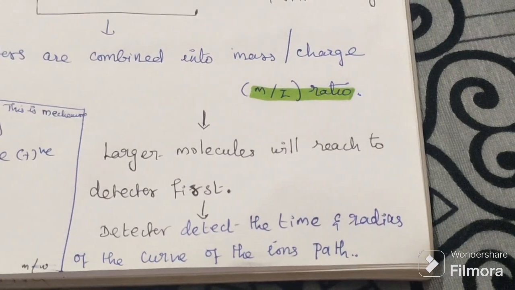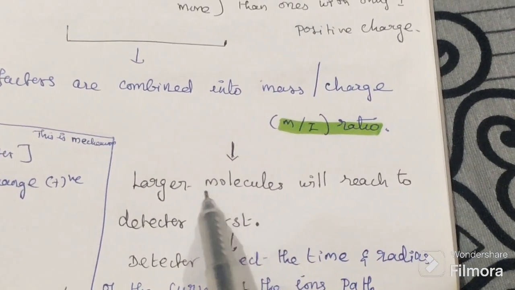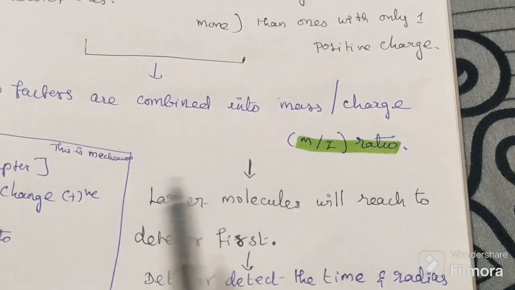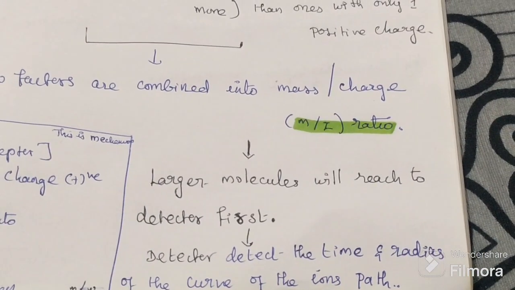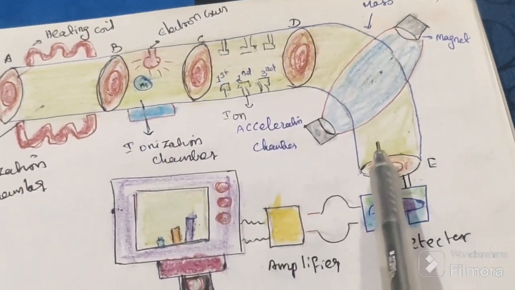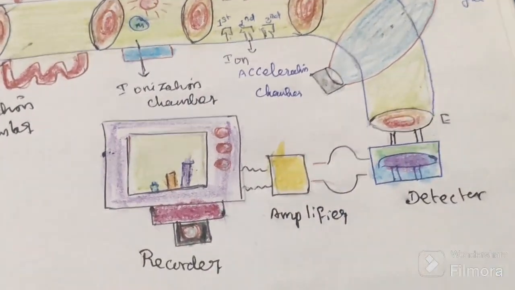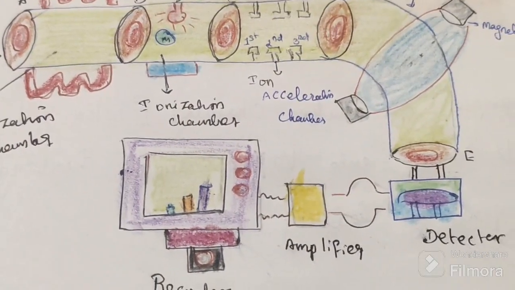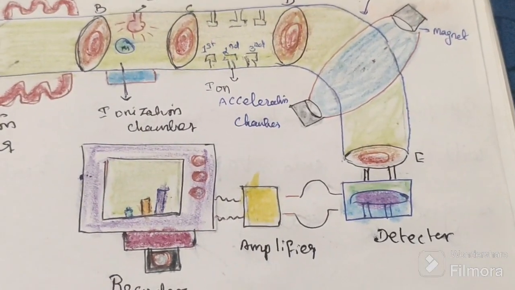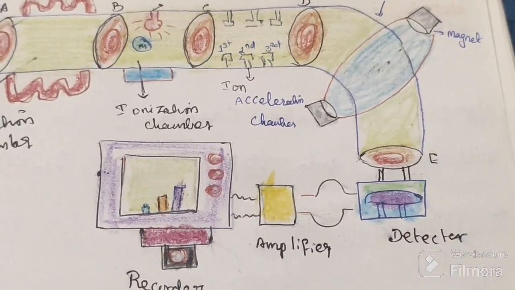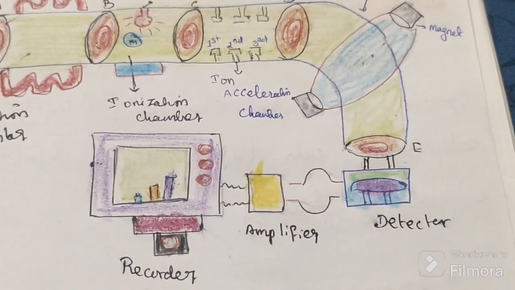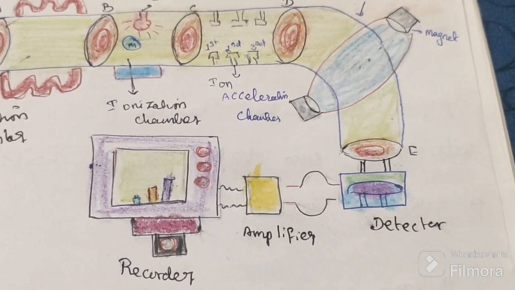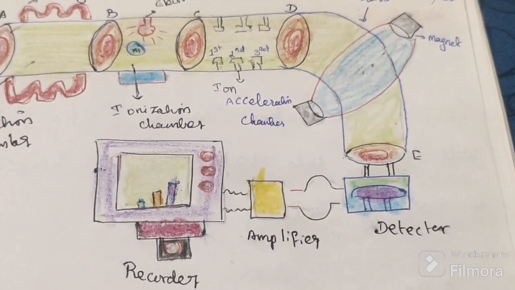The detector detects the time and the radius of curvature of the ion path. So ultimately the larger molecules will reach the detector first, and the smaller molecules will reach last. These ions are detected by the detector. A photomultiplier tube is used as the detector.